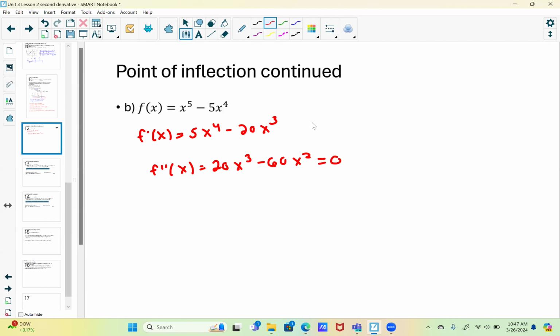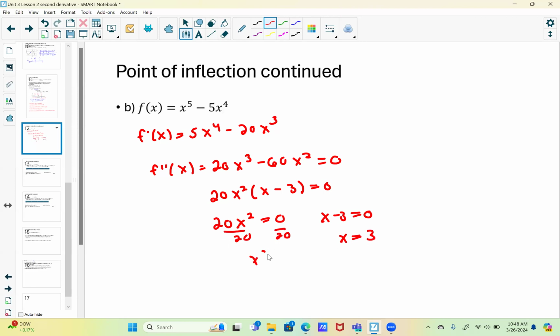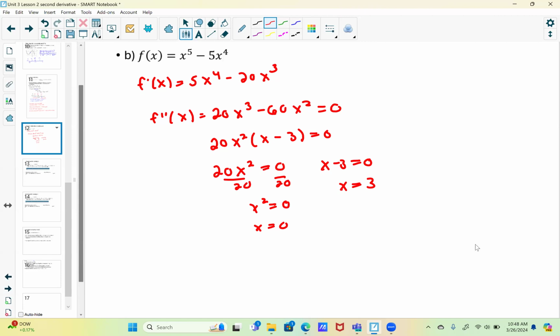I have to factor this. So the first thing I'm going to do is look for a GCF. The GCF is 20x squared. And then I get x minus 3 equals 0. And then I set each term equal to 0. So 20x squared equals 0 and x minus 3 equals 0. And so I get x equals 3. And then this one would just be x equals 0. So my two possible points of inflection are x equals 0 and x equals 3. But again, I have to make sure the sign changes for the second derivative.